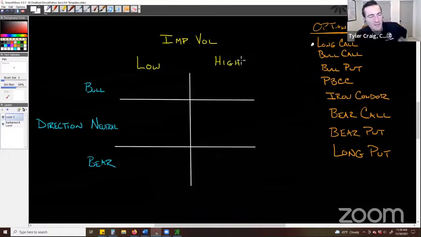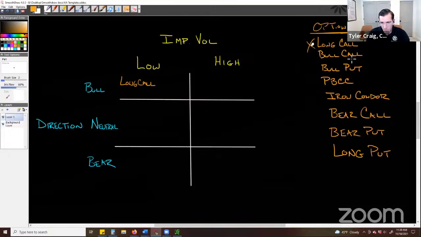I'll give you a hint. If you are buying something, if the strategy involves a debit where you are paying money to enter, odds are you want options to be cheap, because the cheaper they are, the less you have to pay. The less you have to pay, the less risk you have. So a long call is ideal in a low IV environment. So long call would go right here. Okay. All right, there's the long call, done.